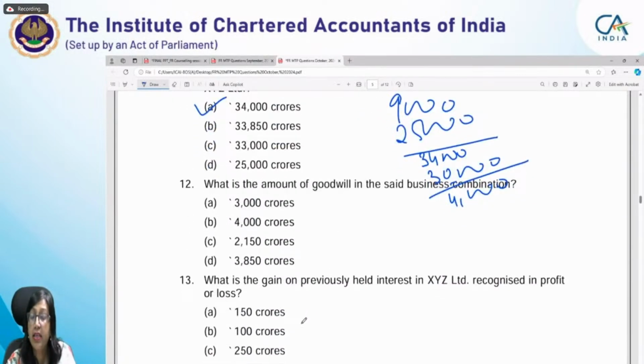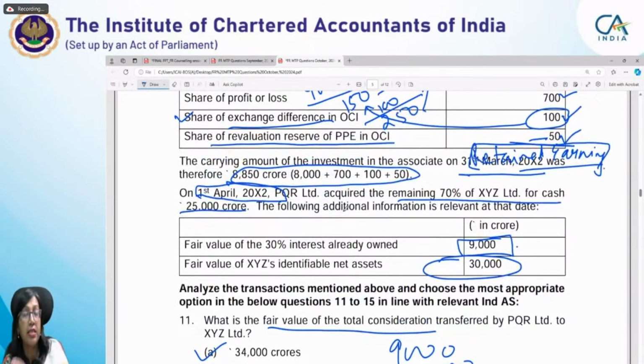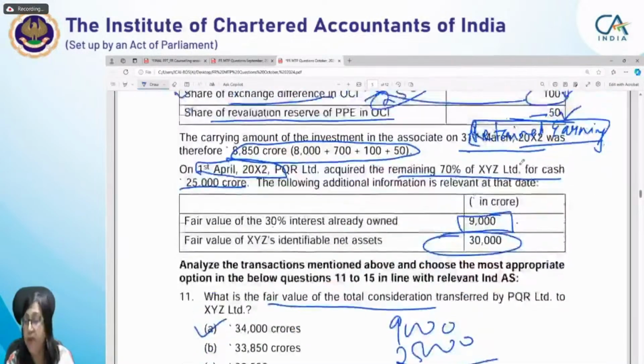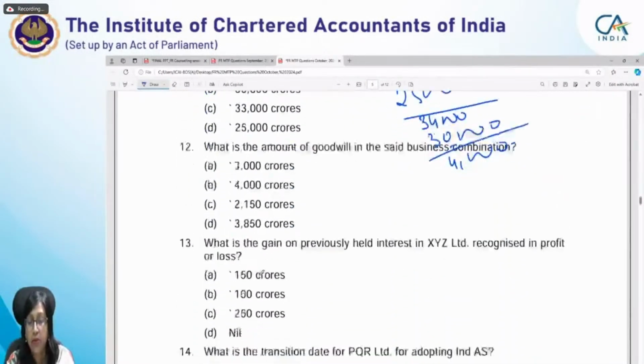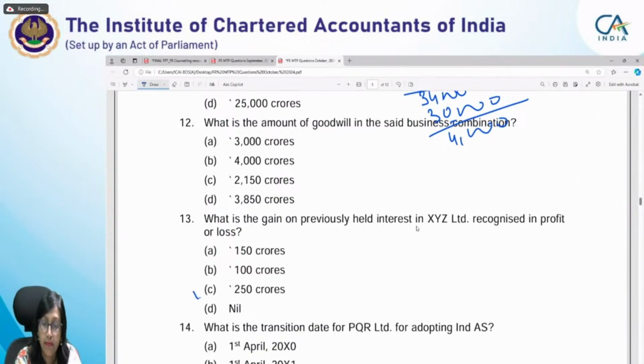Next, what is the gain on previously held interest in XYZ Limited recognized in profit or loss? We have already discussed earlier how to compute what is to be reclassified to profit and loss and what should not be reclassified. Revaluation reserve of PP in OCI will not be reclassified. What will be reclassified is the share of exchange difference in OCI. So 150 plus 100, 250, will be the gain which is to be routed through P&L and 50 to retained earning. So 250 is the correct answer: gain on previously held interest recognized in P&L.